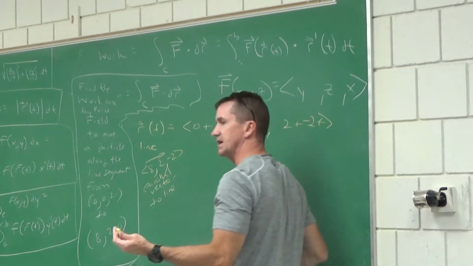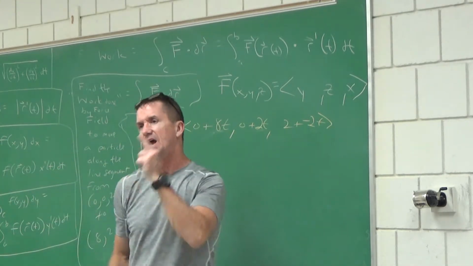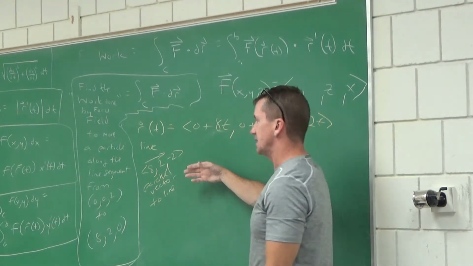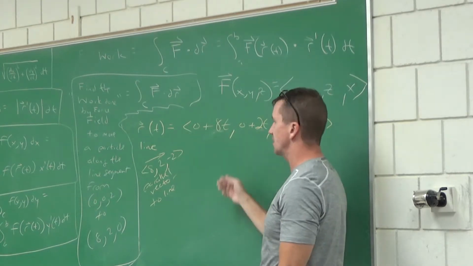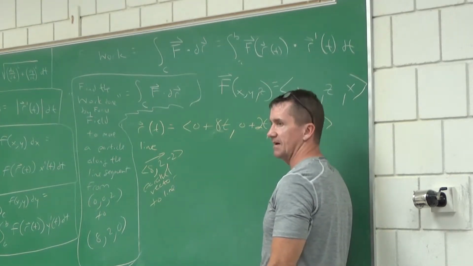So those are 2 key things we need to know how to do. How do I parameterize a circle? Cosine and sine. How do I parameterize a line? Get the parallel vector by tip minus tail, and you got it. So there's only one big dilemma left.